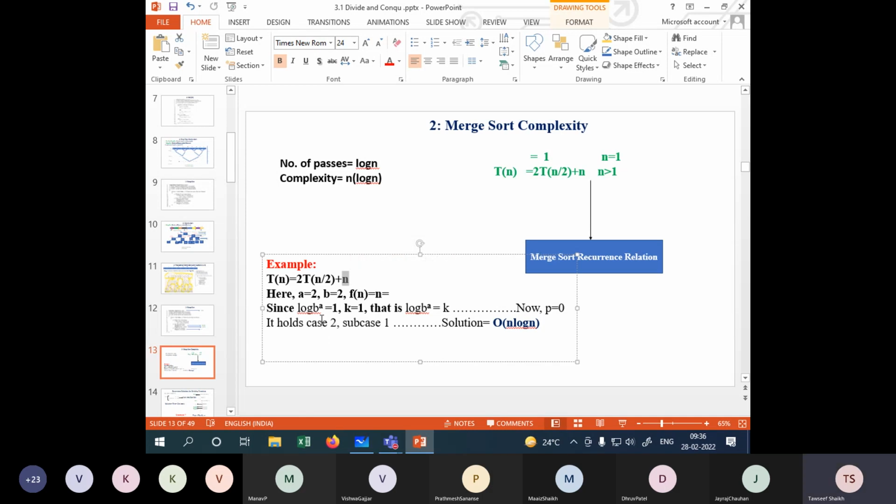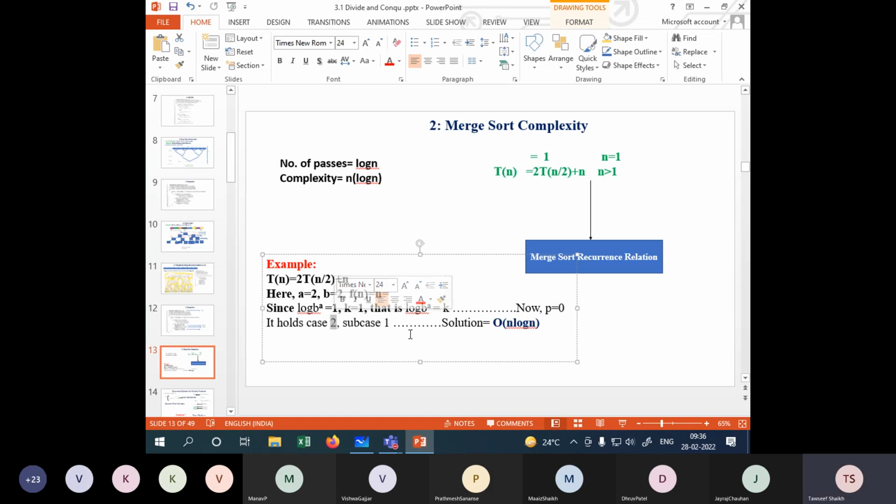So we find log a to the base b, which will be equal to 1. Our k is equal to 1, that is the power of n. So log a to the base b is equal to k, because this is coming out to be 1 and this is coming out to be 1. Both the terms are equal. When both the terms are equal in master's method for dividing functions, and this is a dividing function, it comes under case 2.